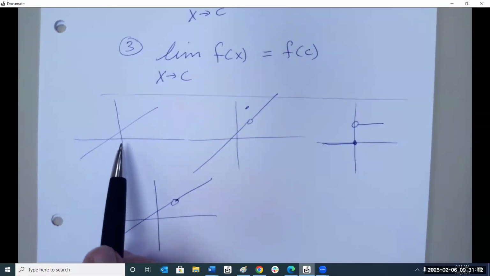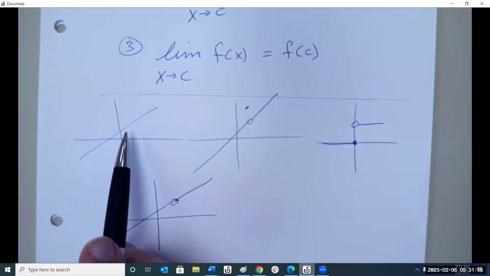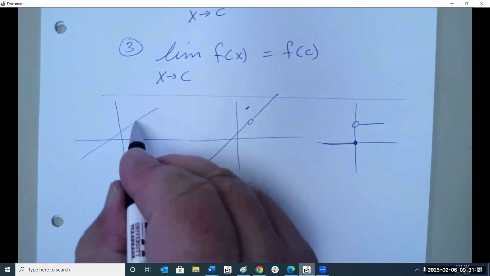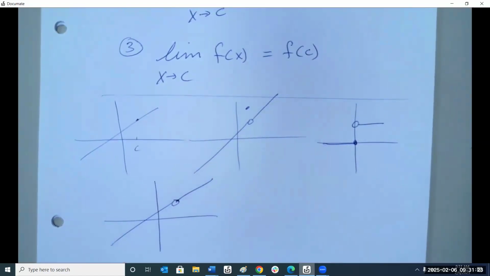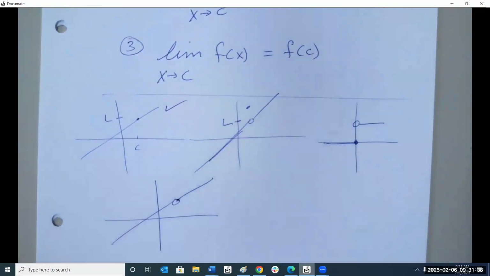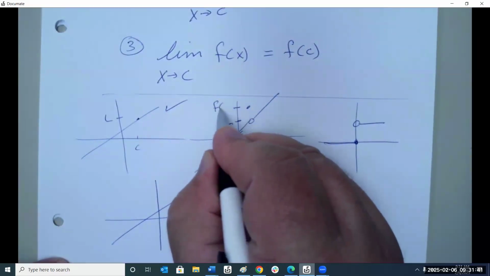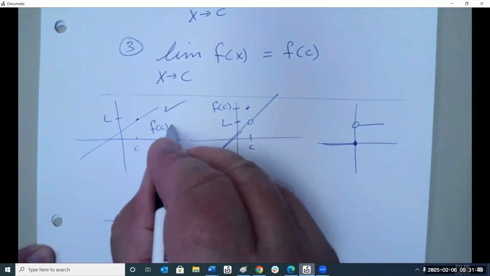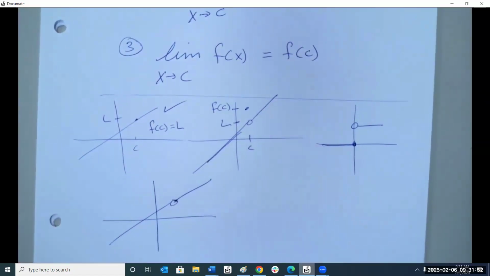Is this first one continuous? Why? Yeah, because any value x or c I pick, the value exists. The limit approaches the same value, and they're equal. So that's continuous. Is this continuous? Why? Because the limit is that, but this value is f of c. Are they equal? No. Here, f of c and L are the same thing. That's how you prove continuity.